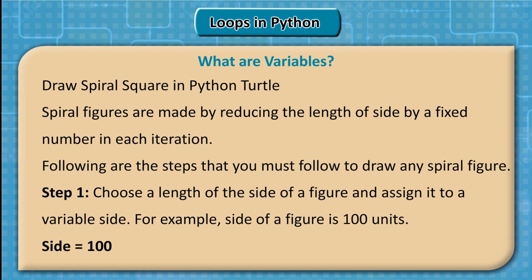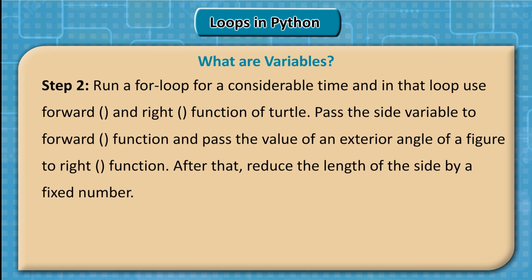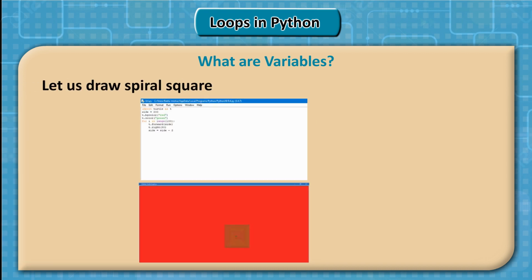Step 1. Choose a length of the side of a figure and assign it to a variable side. For example, the side of a figure is 100 units. side = 100. Step 2. Run a for loop for a considerable time, and in that loop use the forward and right functions of turtle. Pass the side variable to the forward function and pass the value of an exterior angle of the figure to the right function. After that, reduce the length of the side by a fixed number. Let us draw a spiral square.